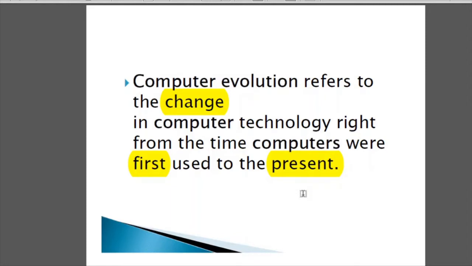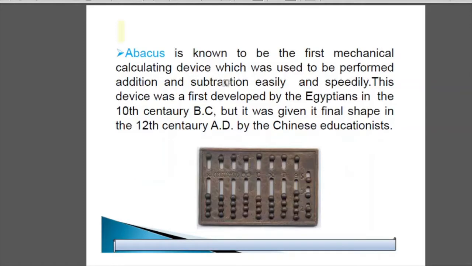So we will study from the very first computer machine till date what we are using. The first machine is the abacus, and you must have heard about this term previously. The abacus is known to be the first mechanical calculating device. It was the first calculating device used to perform addition and subtraction easily and speedily. Easily and speedily, you understand?